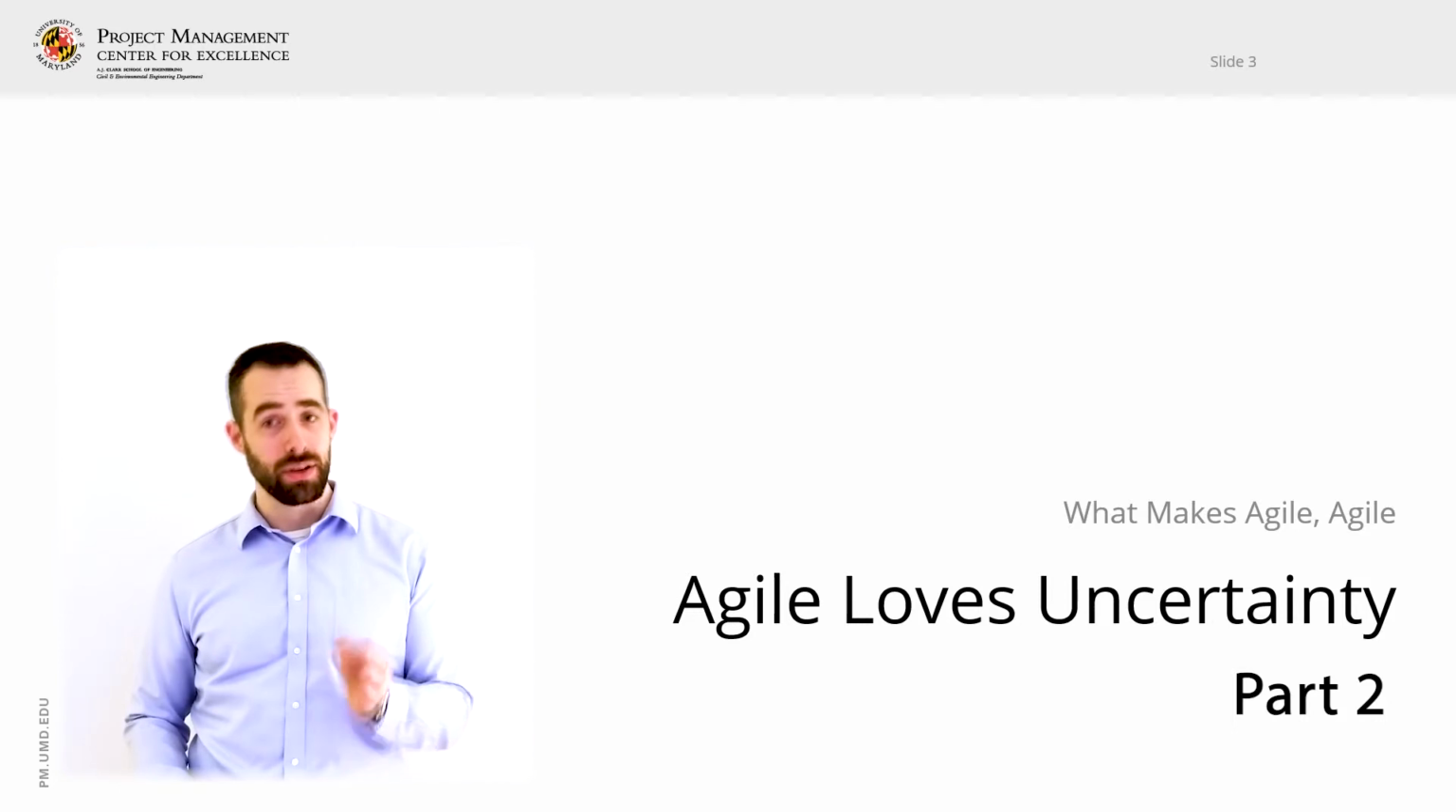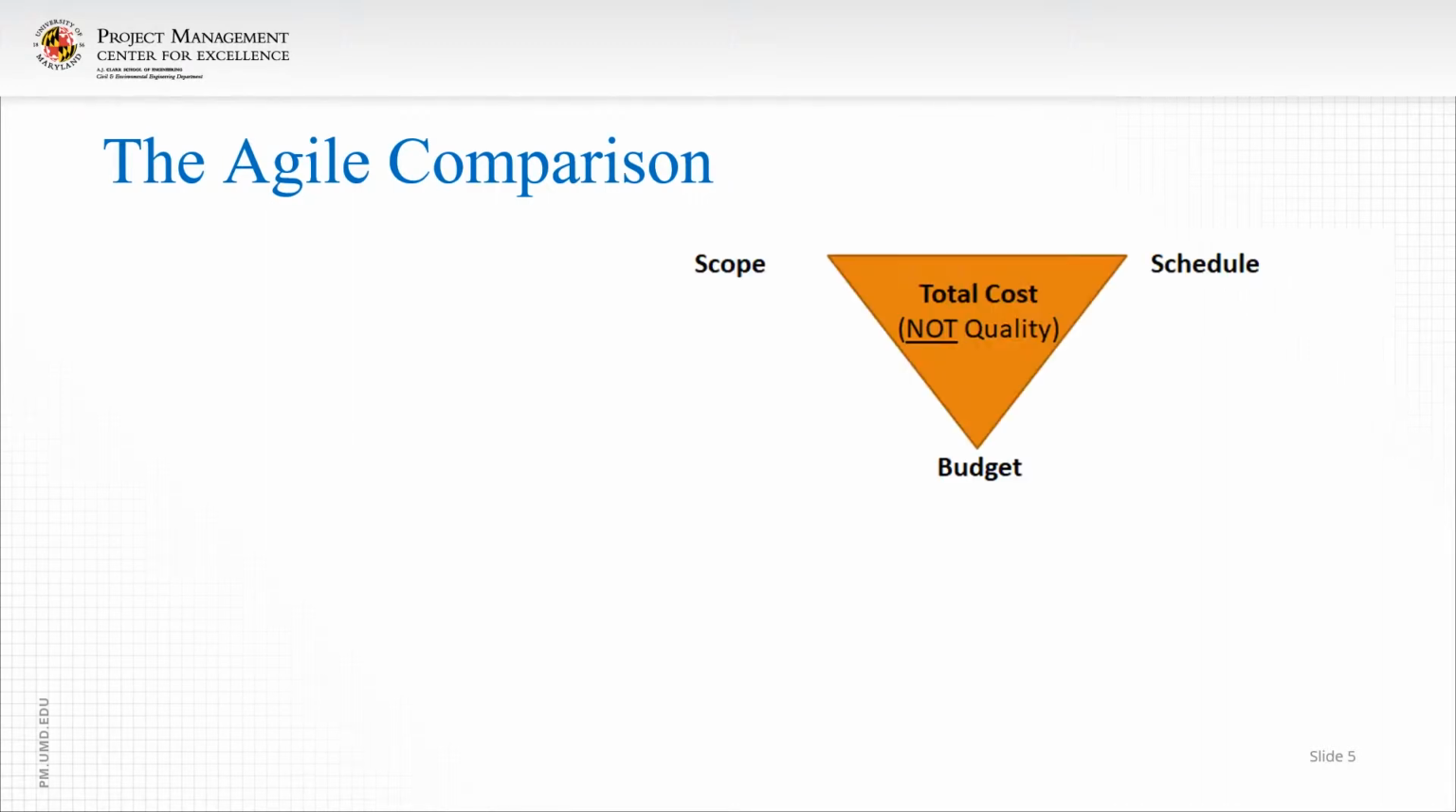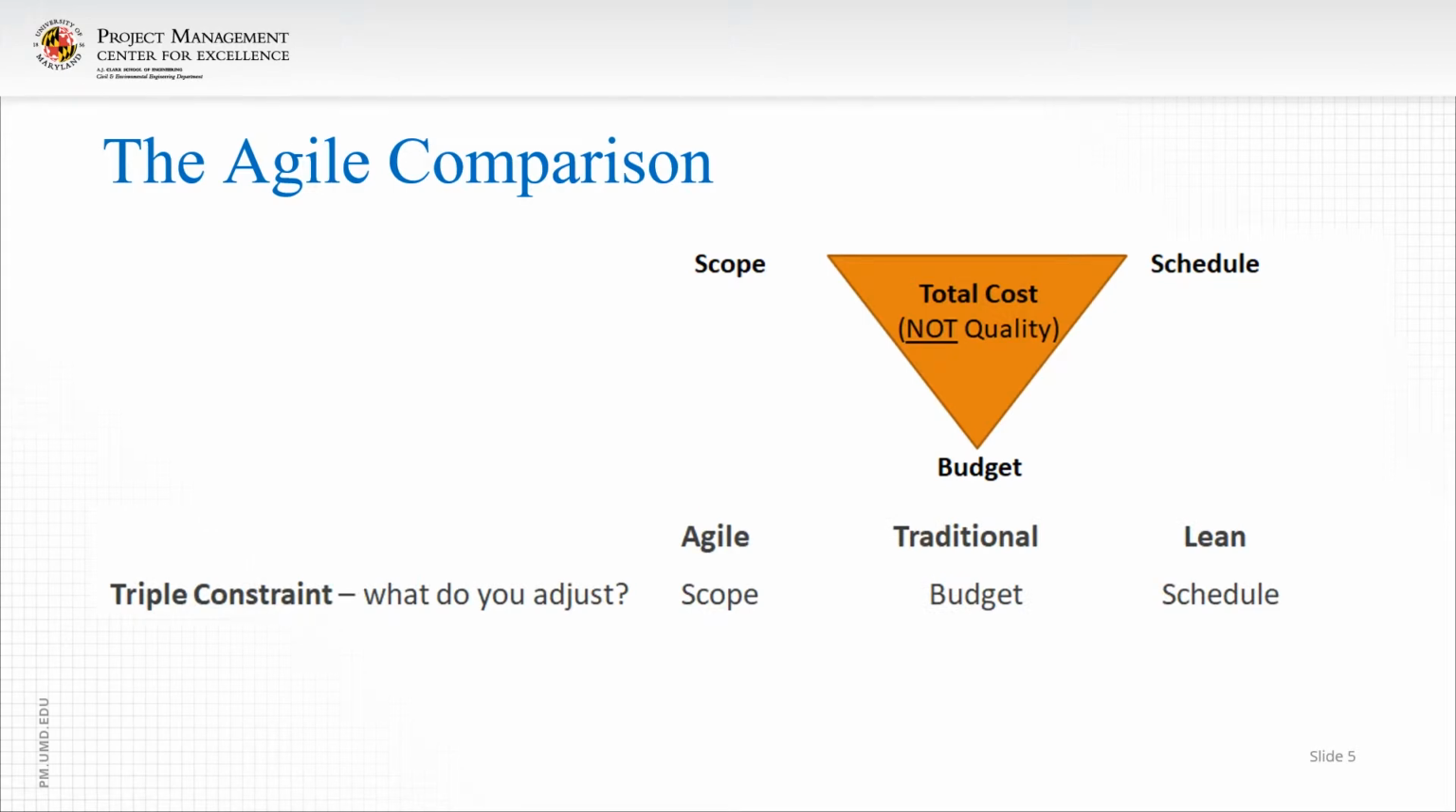What makes Agile, Agile? Now, in order to understand the difference between Agile, traditional, and lean, we like to use what we call the triple cost constraint. Project managers know this extremely well, and it's a great framework for understanding the difference between the methods. Each one of these methods, Agile, traditional, and lean, adjusts one of these three constraints.